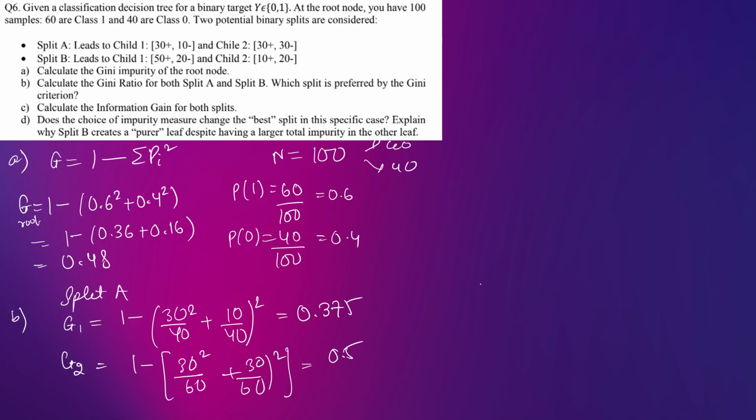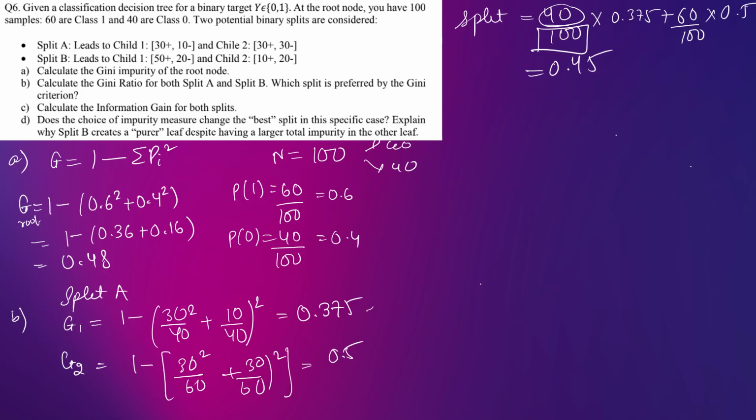Now the value of the split will be compared after calculating for both child 1 and child 2. 40% of child 1, 0.375, plus 60%, we are seeing the total upon the grand total. So 40 upon 100 into 0.375 plus 60 upon 100 into 0.5. This will come out to be 0.45.